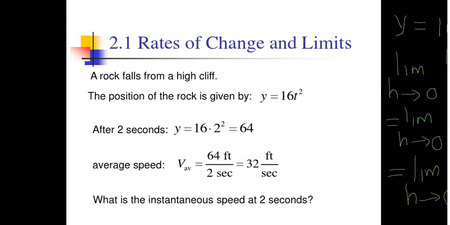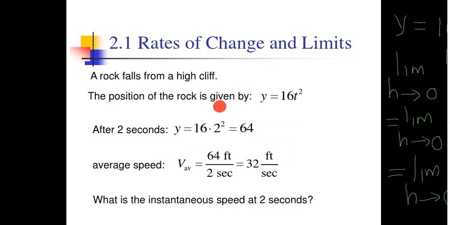So the next one, okay, rate of change and limit. So let's say a rock falls in free fall off a cliff, and the position is given by 16 t squared at any time t. The distance you travel is y equals 16 t squared. So after 2 seconds, you plug in t equals 2, you get 16 times 2 squared, that's going to be 64. Then the average speed: it travels 64 feet in 2 seconds, 64 divided by 2 seconds, that's going to be 32 feet per second.